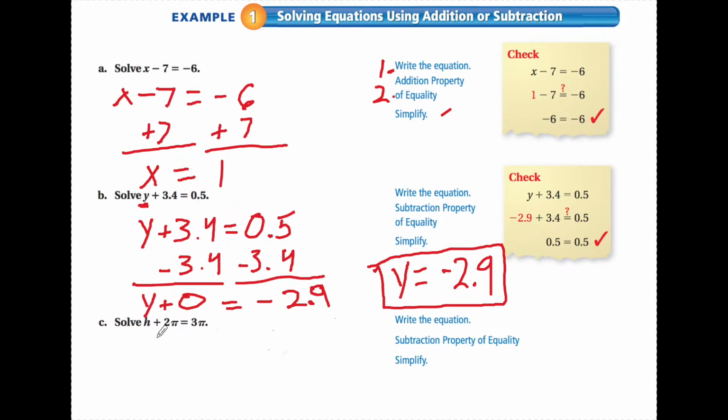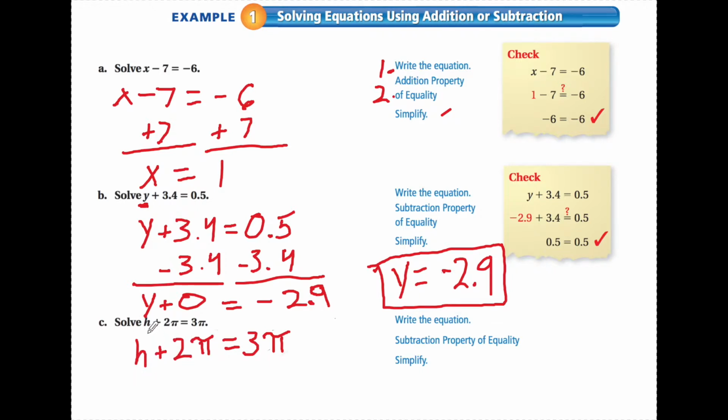We'll learn more about pi in our geometry unit, but for right now we just need to know that it is a number that's represented by this symbol. So we have h plus 2 pi is equal to 3 pi. Okay? We're adding 2 pi to h.